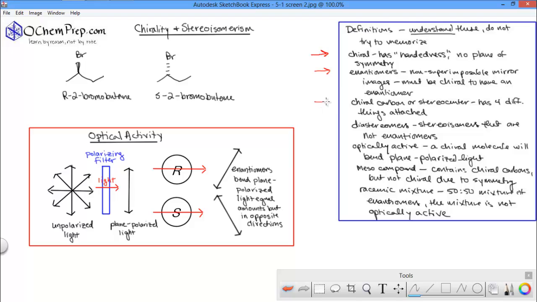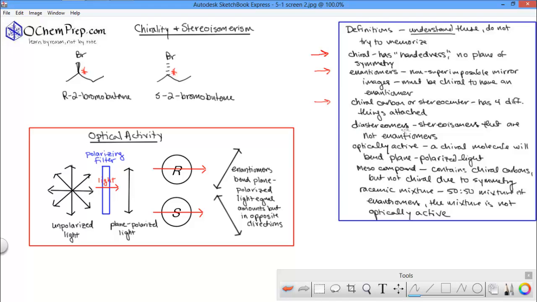The next definition is what I call a chiral carbon, or some books call it a stereocenter. It's any carbon that has 4 different things attached to it. That would be said to be a stereocenter or a chiral carbon. Obviously, if it has 4 different things attached, it must be an sp3 carbon.